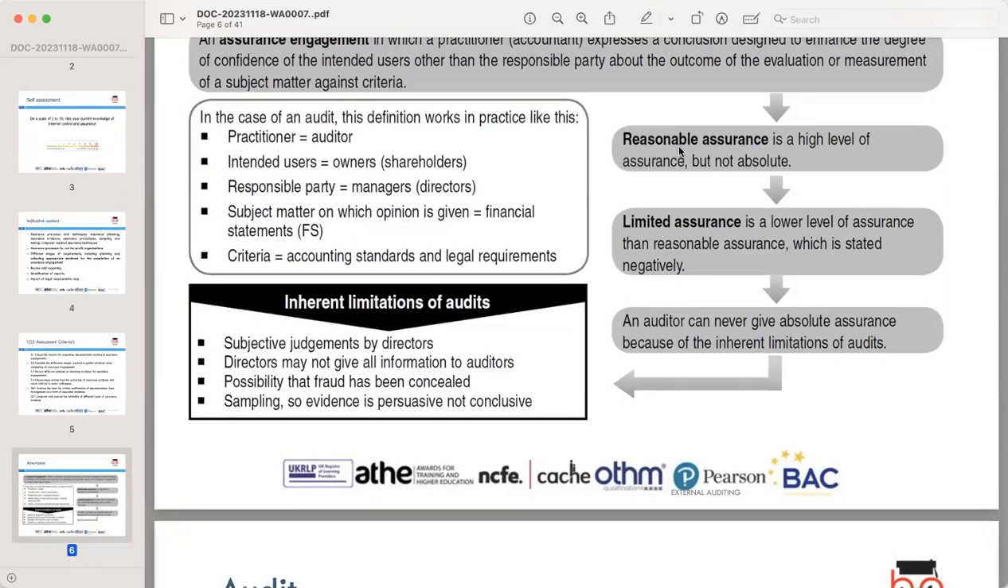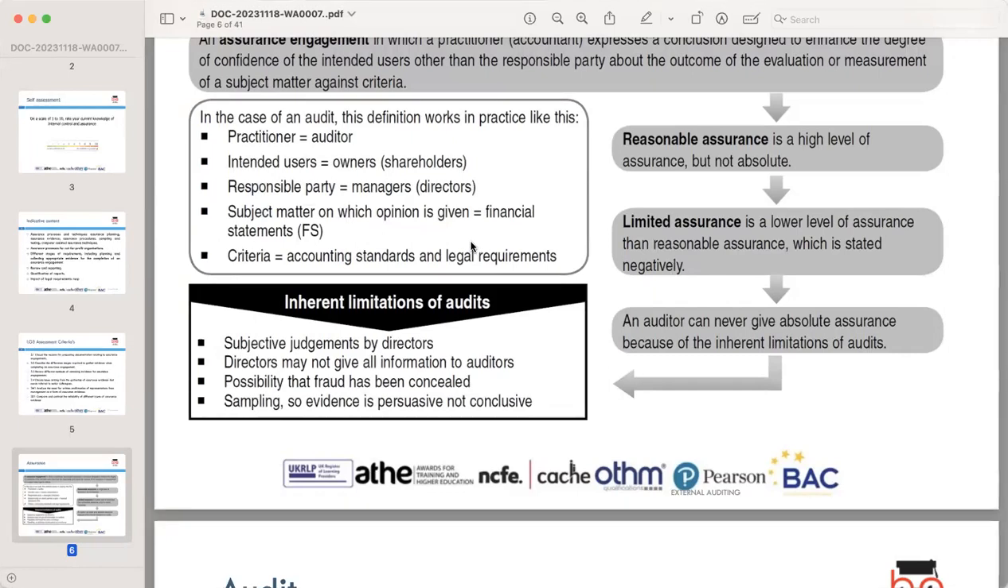Okay, so reasonable assurance. There are two types of assurance, reasonable and limited assurance. So reasonable is like saying pretty sure everything is good, but I can't be 100% certain. High assurance, but not absolute. Limited is a lower level of assurance than reasonable assurance, which is stated negatively. So limited is a bit lower, like saying I think things are okay, but I can't say for sure.